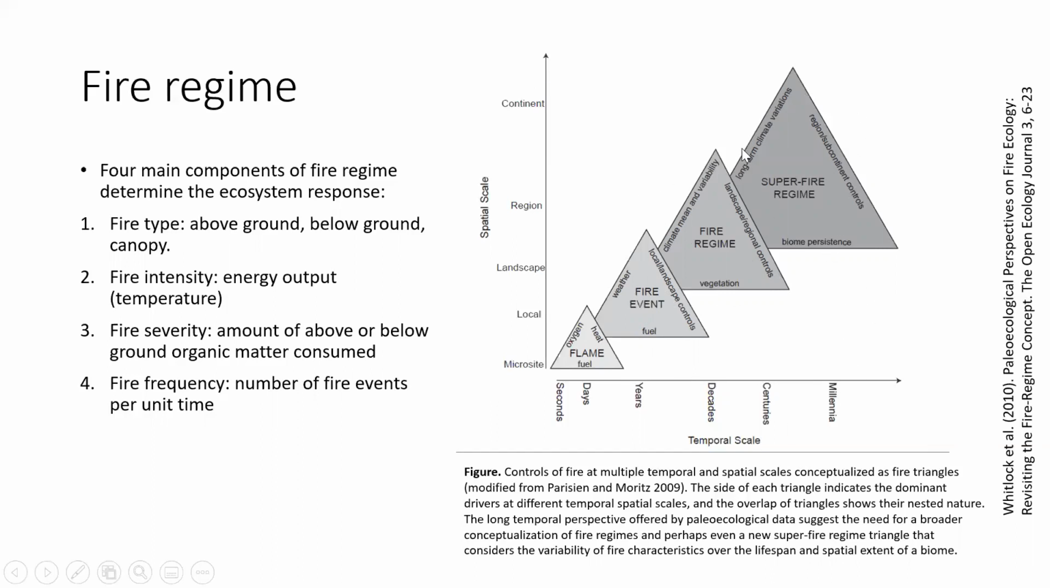And now there's more and more talk about this, that there should be these super fire regimes, looking at the long-term climatic variations and if we see some long-term periods and changes in the fire regime. For example, if there is really great increase now in fire frequency because of the changing climate and so on.